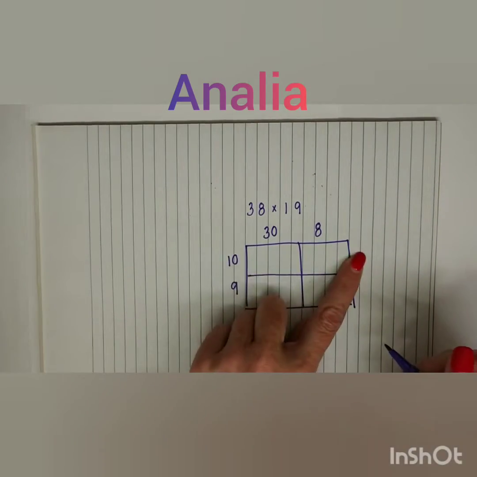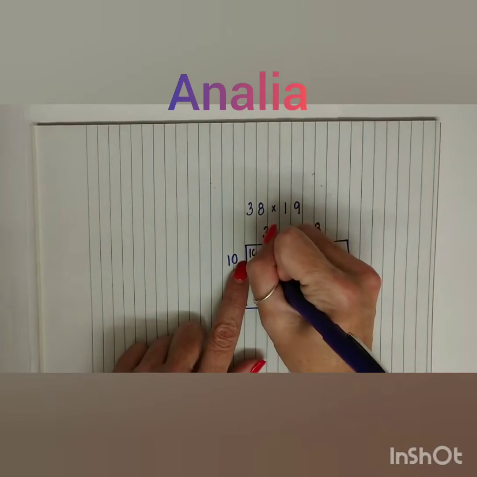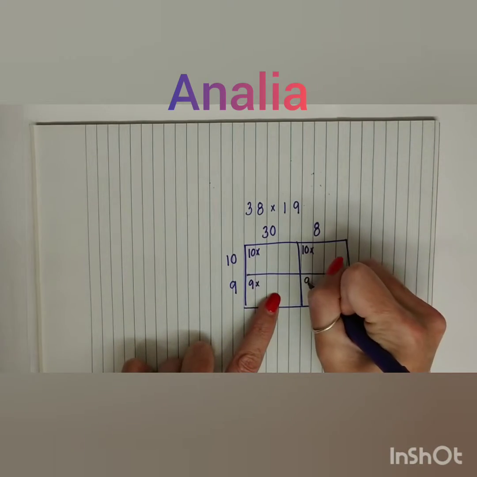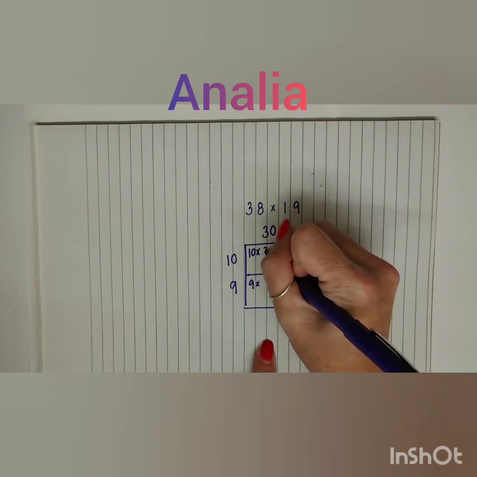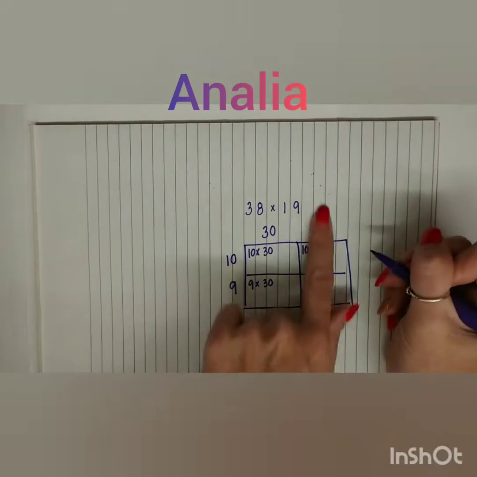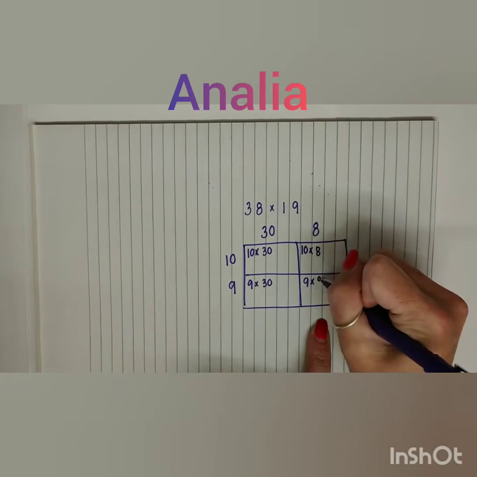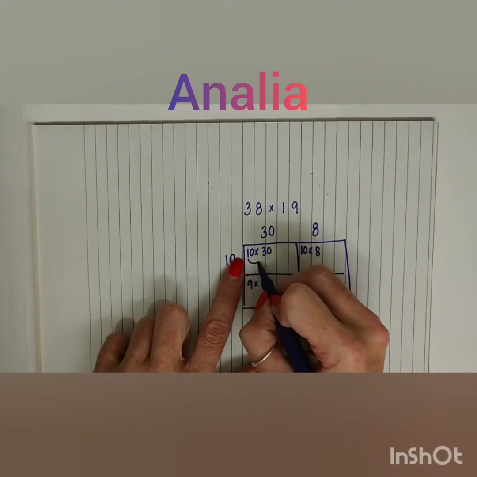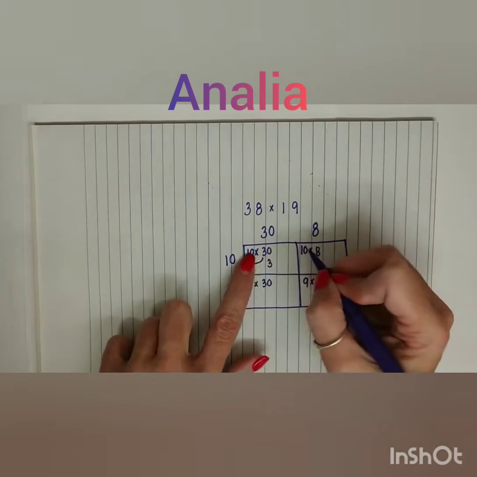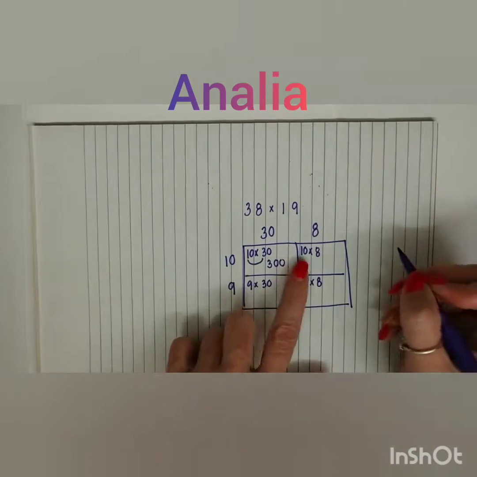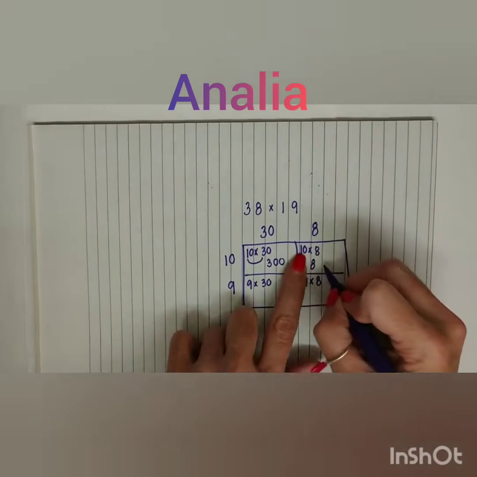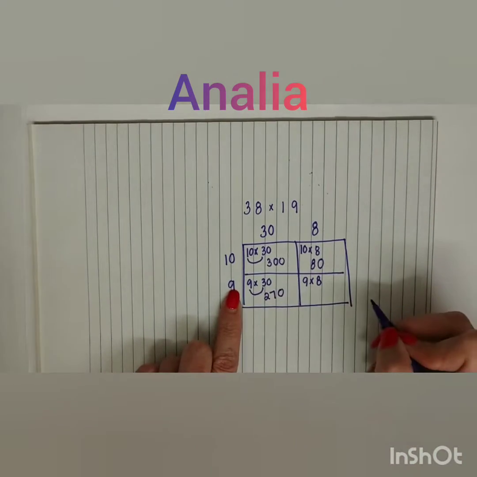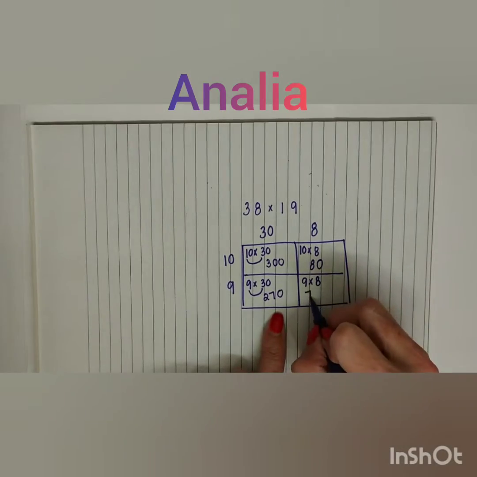I write my numbers on the outside and I go across: 10 times, 10 times, 9 times, 9 times, and then down: 30, 30, 8, 8. Now that I have my numbers on the inside, I can do my mental math multiplication. 3 times 1 is 3, and I have 2 zeros. 1 times 8 is 8, and I have 1 zero. 9 times 3 is 27, and I have 1 zero. 9 times 8 is 72.